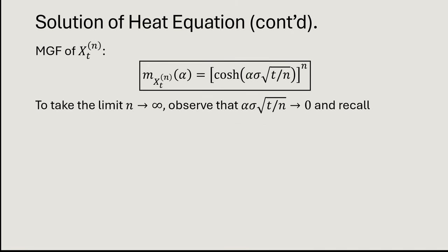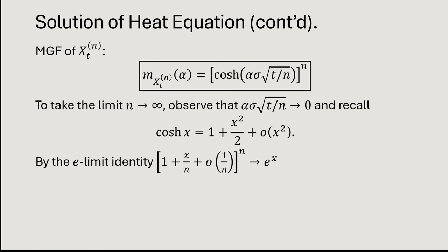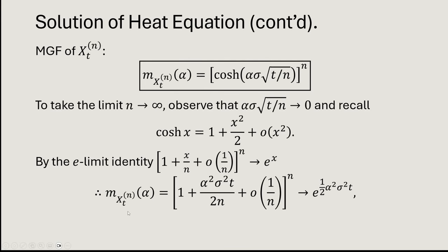We wish to take the limit n tends to infinity. Note that the argument of the cosh function tends to 0. And we recall the Taylor expansion of the cosh function. Cosh of x equals 1 plus x squared over 2 plus higher order terms of x squared. So by the well-known e-limit identity, 1 plus x over n plus the higher order terms of 1 over n, raised to the n, tends to e to the x, we can rewrite the MGF of X_n(t) as 1 plus alpha squared sigma squared t over 2n plus the higher order terms of 1 over n, quantity raised to the n, which tends to e to the half alpha squared sigma squared t as n tends to infinity.